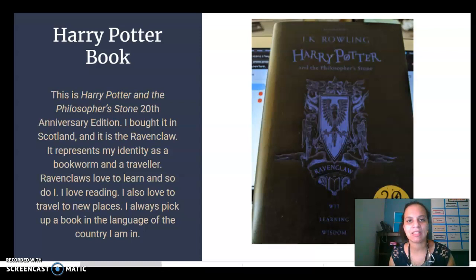The last piece that I had for my 3 things in a box was my Harry Potter book. This is the 20th anniversary edition that I got in Scotland. I always make sure to pick up a copy of Harry Potter in whatever country we're in, and that's normally my souvenir. This represents my identity as a reader and how much I love to read.